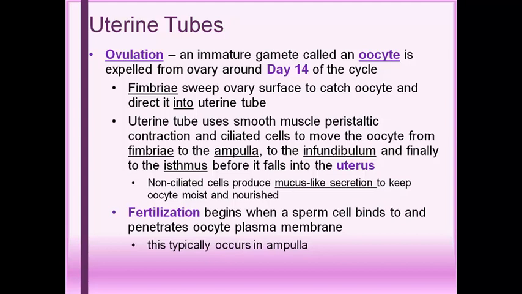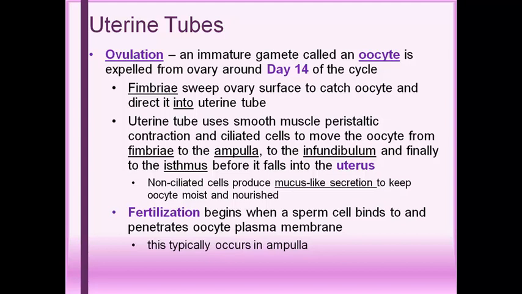But the uterine tubes do have smooth muscle within their walls and create this peristaltic contraction, or waves, again, to create a current. Also, you have the lining of it with ciliated cells that, as the cilia begin to move in unison, the oocyte is drawn from the fimbriae to the ampulla, and then the infundibulum, and then finally the isthmus before it actually falls into the uterus for implantation.